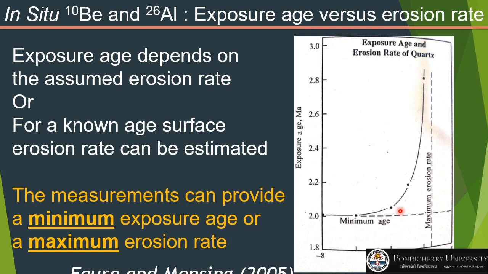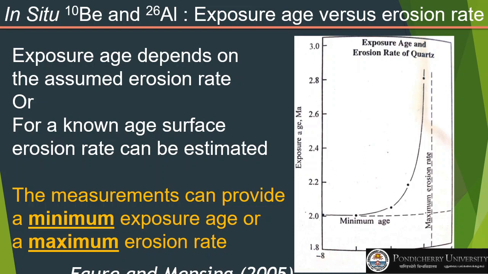So in a way, one can say that you can calculate the exposure age using these in situ produced cosmic nuclides if you know or assume a particular erosion rate. Or sometimes, because there are two unknowns, time and erosion rate, if you somehow know the surface exposure age, then you can also estimate the erosion rate. This is what is shown in this particular diagram: the exposure age versus the rate of erosion. It tells us how the exposure age estimates would change when you change the assumption on the erosion rate.